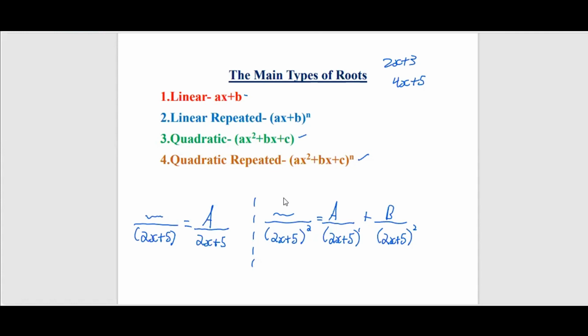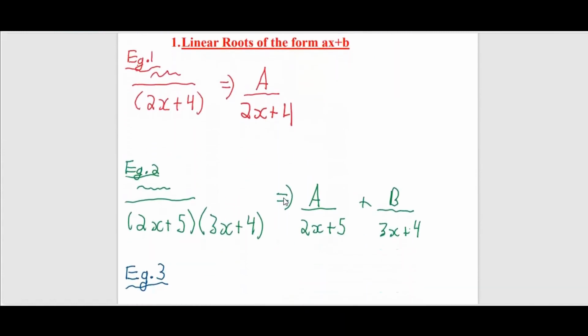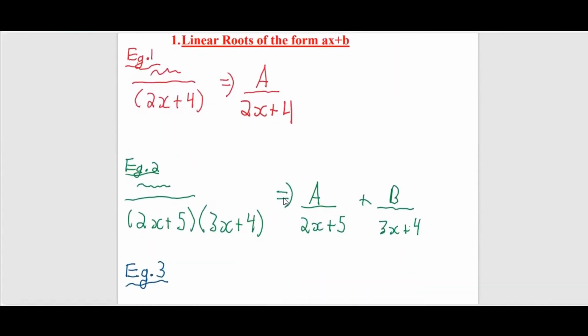But for now, we'll start with the easier one, which is the linear and the linear repeated. All right, so let's start with the first one, the linear. As I showed you before, this one, the linear, is of the form, you're looking in the denominator. Anything you see in its simplest form as ax plus b, it will be a linear root, right?